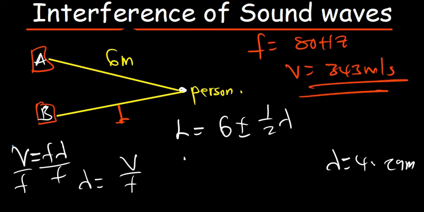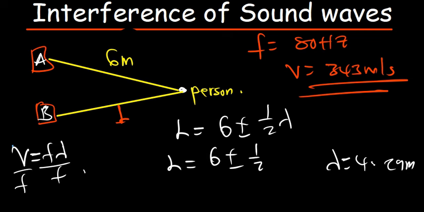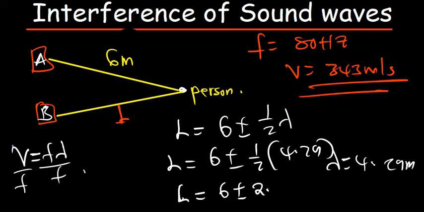Now that I have my lambda, what must be L for a destructive interference to occur? So L will be equal to 6 plus or minus half of 4.29. Meaning that L has to be 6 plus or minus 4.29 times 1 over 2, which is 0.5. That is 2.15.